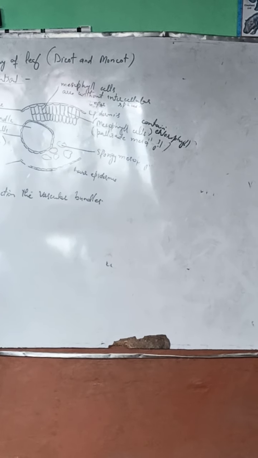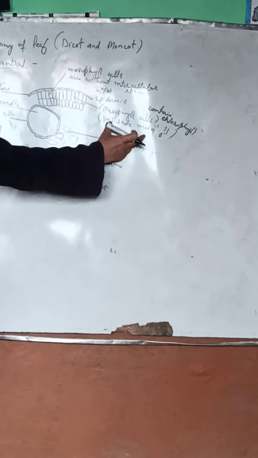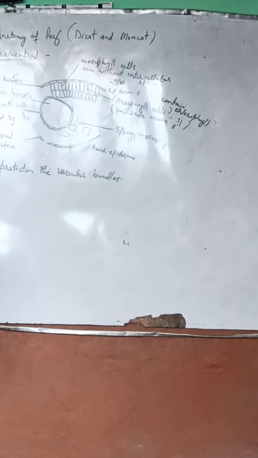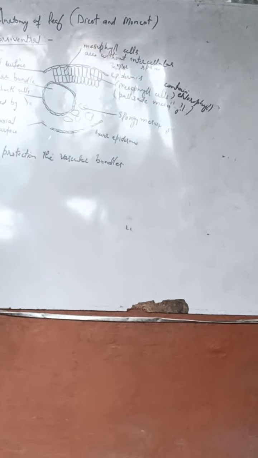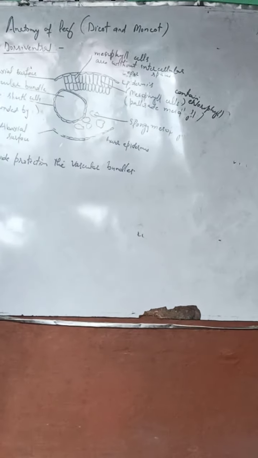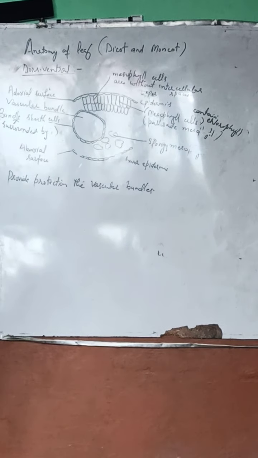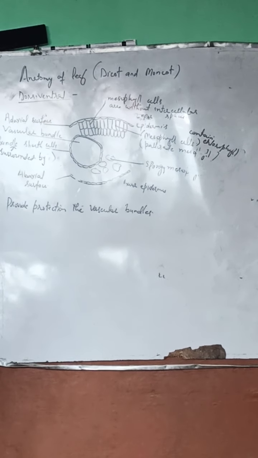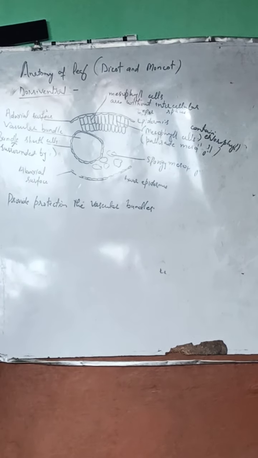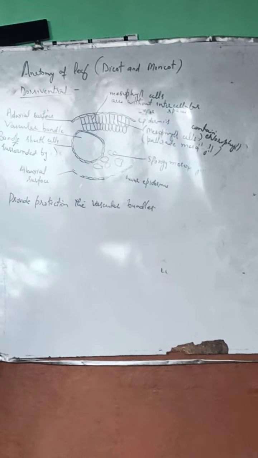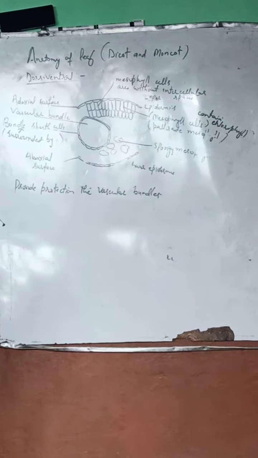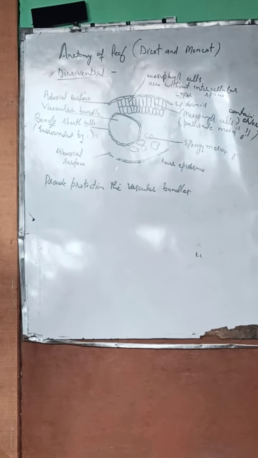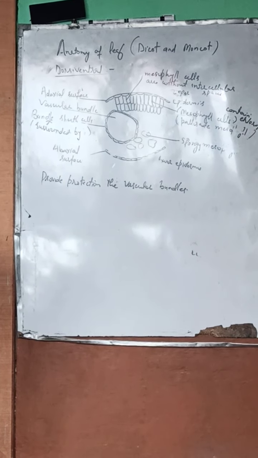These are of two types. First one is palisade mesophyll, and second one is spongy mesophyll. Spongy mesophyll also contains chlorophyll or chloroplast, and these absorb sunlight. These cells have cavities between them. Then I have told you vascular bundles are surrounded by some cells which are called bundle sheath cells. Bundle sheath gives protection to the vascular bundles.